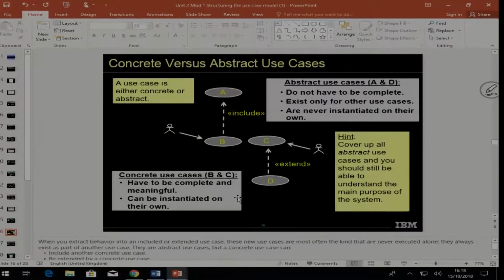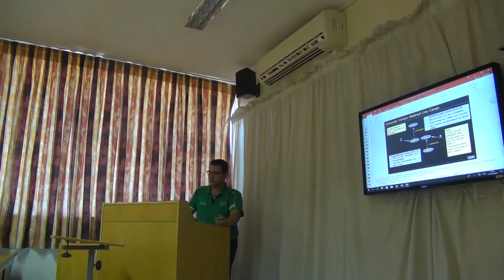What we're seeing is our base use cases, in this case B and C, are considered concrete use cases. They can be instantiated on their own by some actor. But what we are also seeing is A and D, which are either an include or extend use case, cannot be started by an actor on its own. An actor is going to start the base use case, and then based on some decision or something which happens, it is going to invoke the include or extend use case.